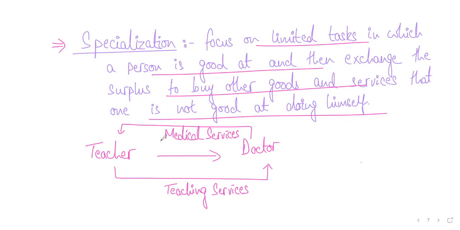Okay. Then humans realized that how about we just specialize in few tasks that we're good at doing, and we generate a surplus with that, exchange the surplus for other things that we need.